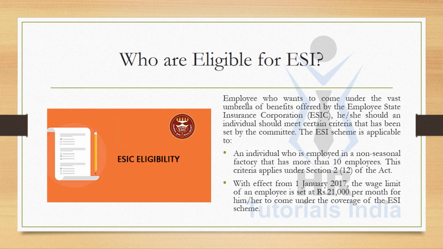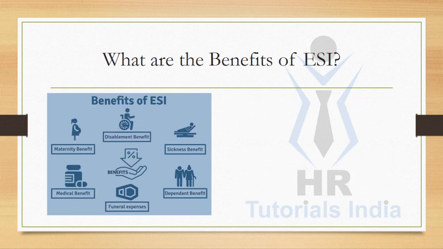At the same time, employees who are drawing wages less than 21,000 rupees per month are eligible and will be covered under ESI scheme with effective from 1st of January 2017. So these are the two conditions which are mandatory, which will make the individual eligible for ESI. What are the benefits of ESI?